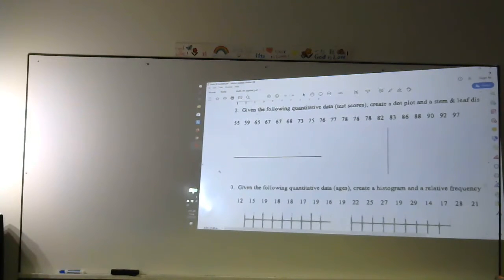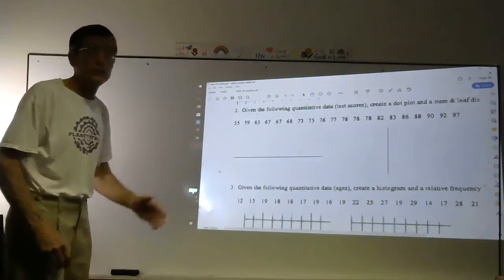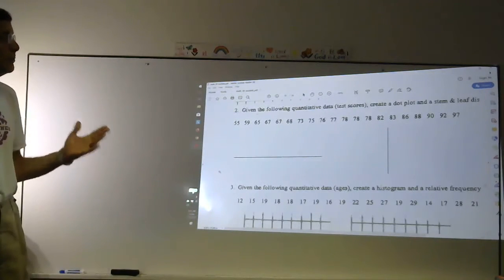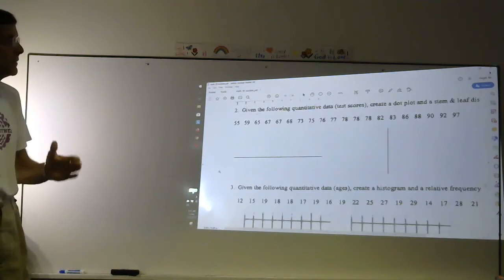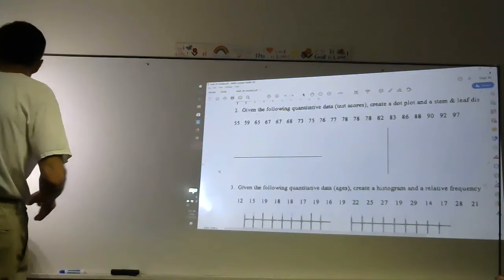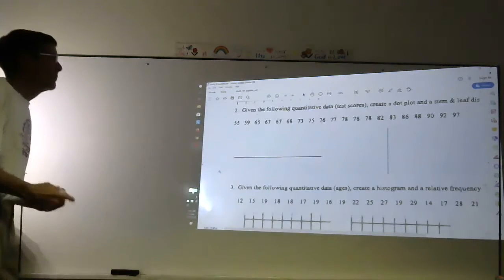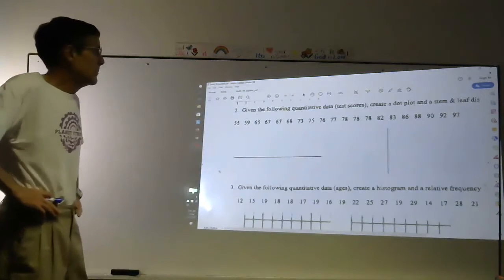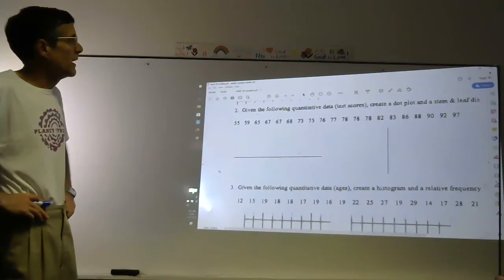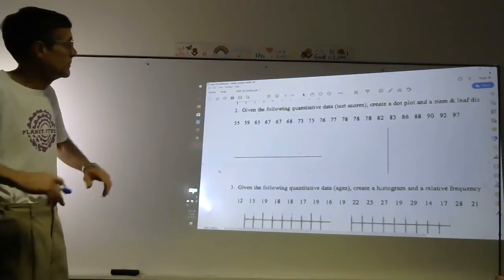All right, given the following quantitative data. Now, this is numerical, okay? This is numerical data. We call it quantitative. We want to do a dot plot. We also want to do a stem and leaf diagram. All right, so these are pretty easy, really. Let's check my data here. My data goes from 55 up to about 100, okay?